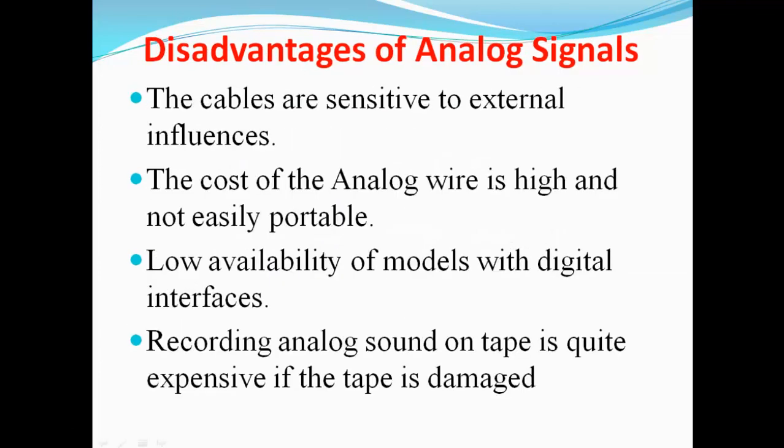Next, disadvantages of analog signal. The cables are sensitive to external influences. When we transmit data with the help of cable, at that time the cable is sensitive to external influence. The cost of the analog wire is high and it is not easily portable. When we use analog data with a wire as the medium, the cost of that wire is very high. There is also low availability of models with a digital interface.